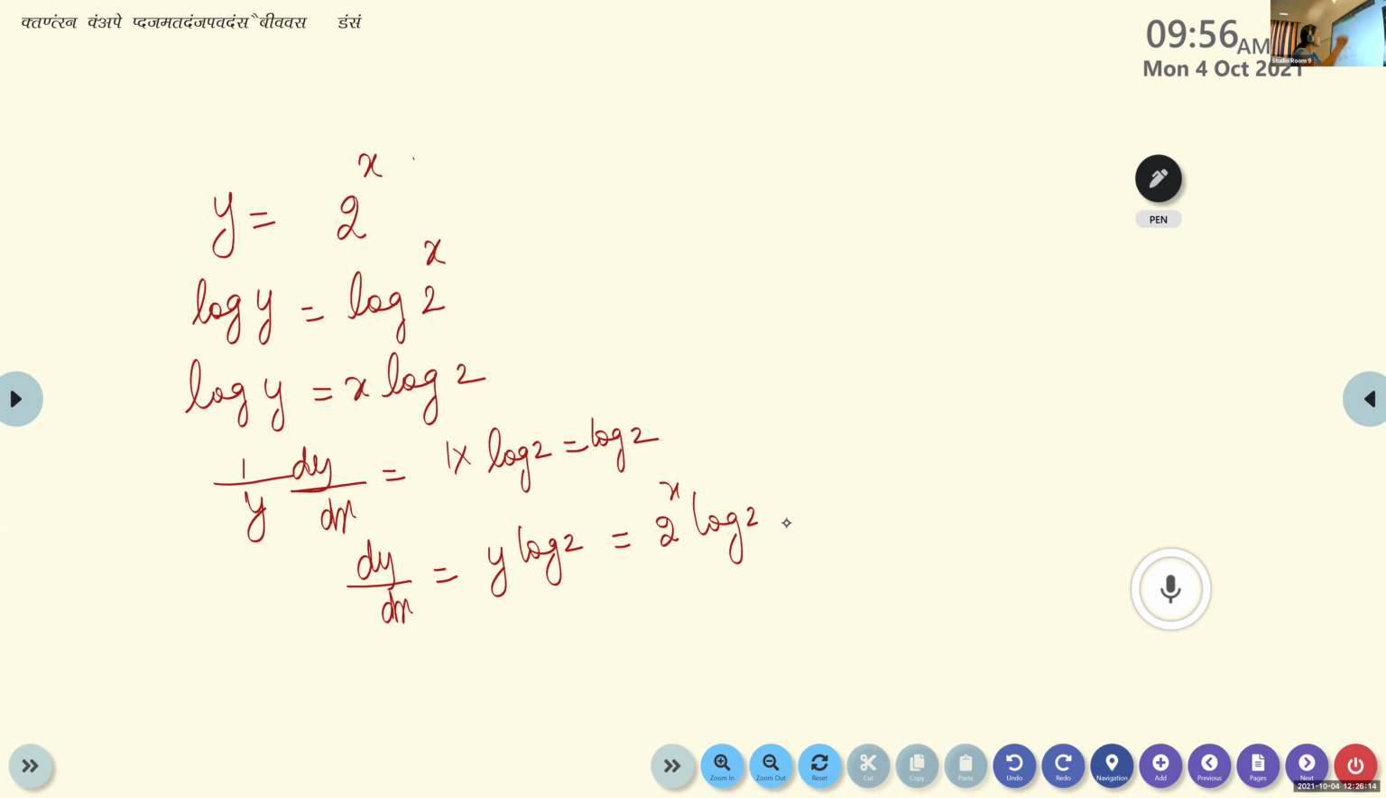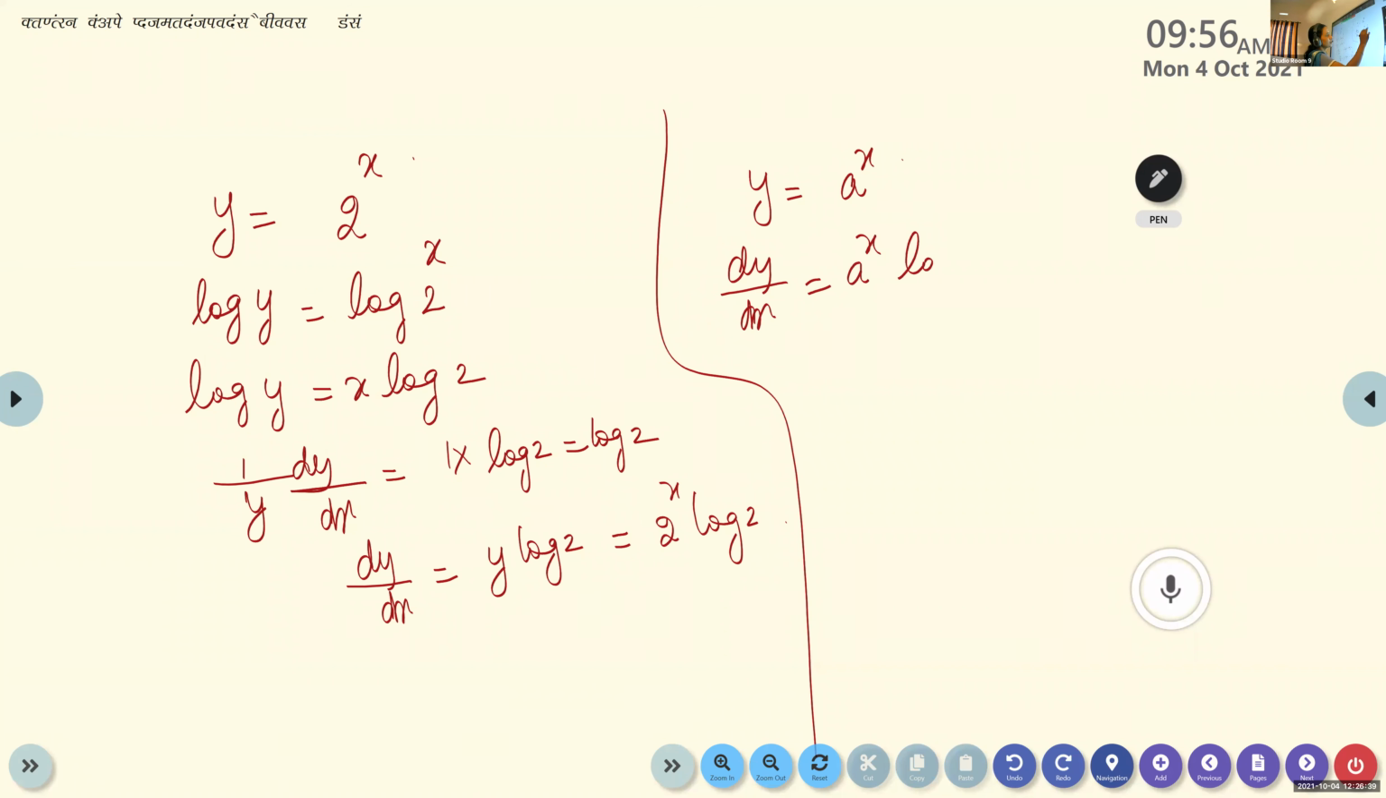Okay. So what will be the derivative of a raised to x? Can you give this formula? This is a formula. Okay. What is derivative of a raised to x? If it is 2 raised to x, 2 raised to x into log 2. Ma'am, a raised to x log a. Very good. Dy by dx is a raised to x into log a. Okay, note down this in your formula booklet.